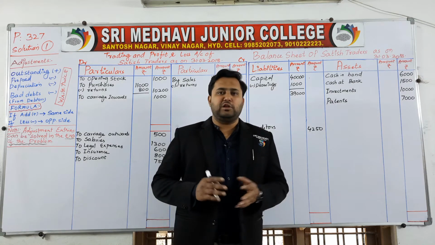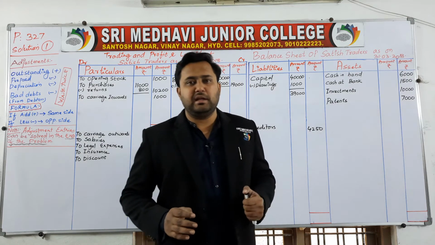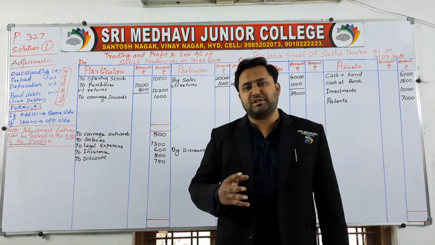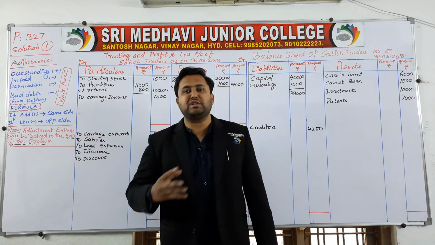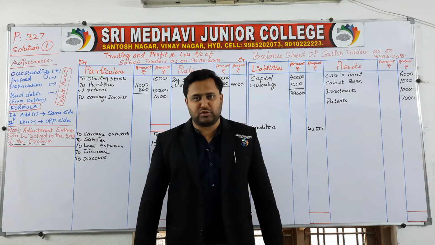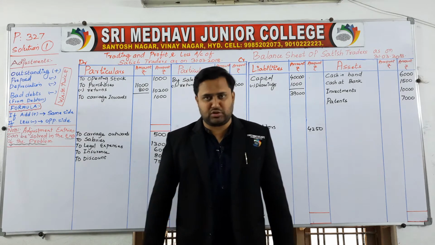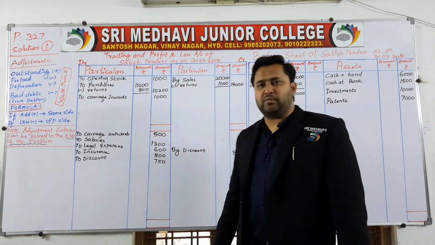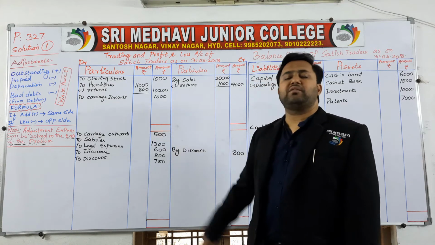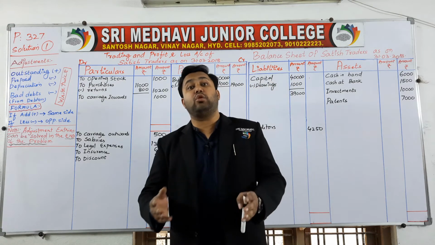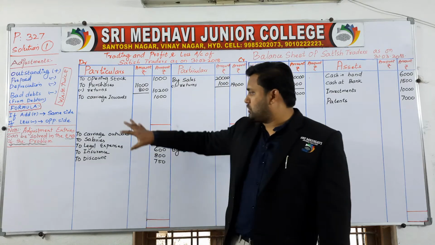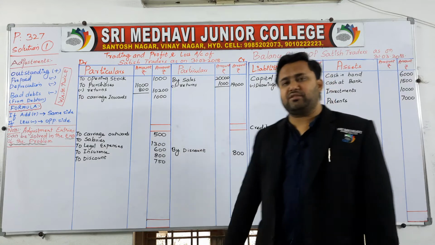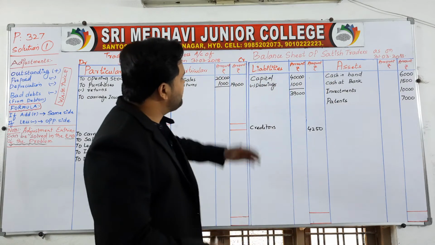Hello everyone. In the previous class, we completed the first problem of your final accounts and posted all the trial balance entries according to their respective accounts. Such as in the trading account, whatever entries come on the debit side and credit side, we have already posted. And we also completed the entries related to the office, which is nothing but the profit and loss account, debit side and credit side, and assets and liabilities also we have completed.